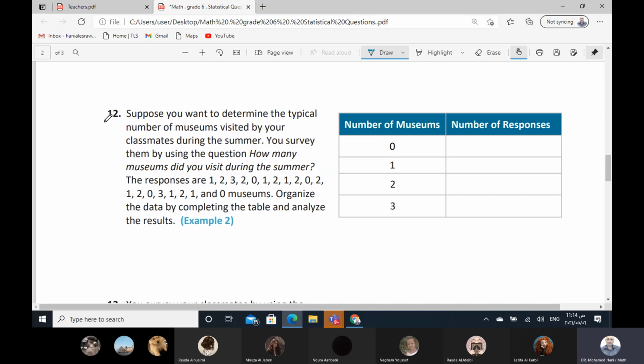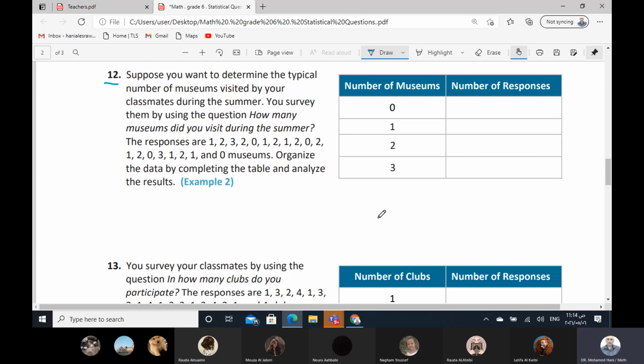Who can read exercise number 12, please? Mister, can I read it? Okay.